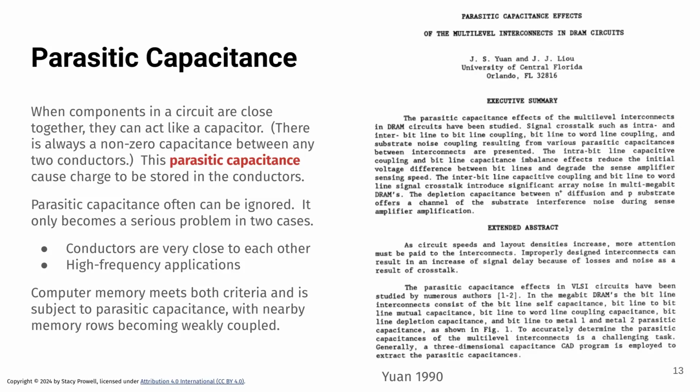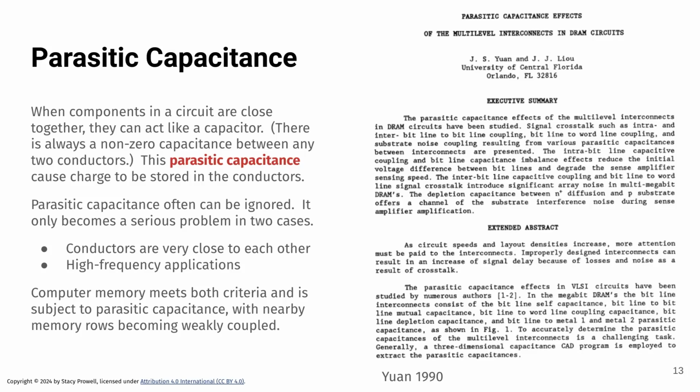And it says, as circuit speeds and layout densities increase, more attention must be paid to the interconnects. Improperly designed interconnects can result in an increase of signal delay because of losses and noise as a result of crosstalk. The parasitic capacitance effect in VLSI circuits have been studied by numerous authors. And that's true. Like I said, this is a known thing.